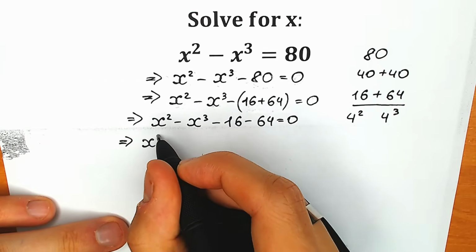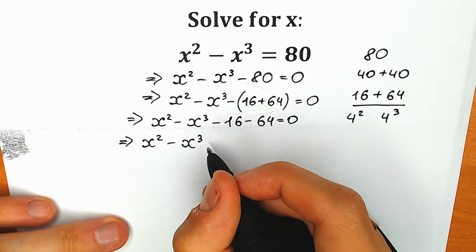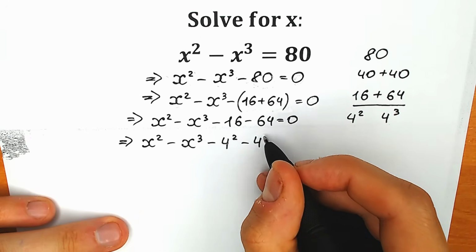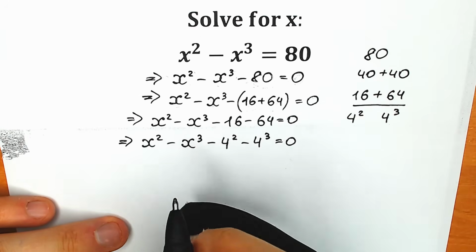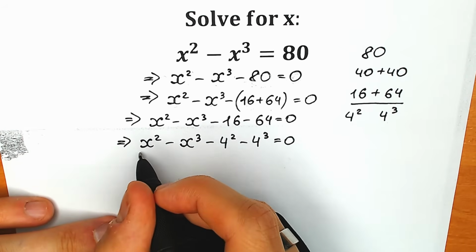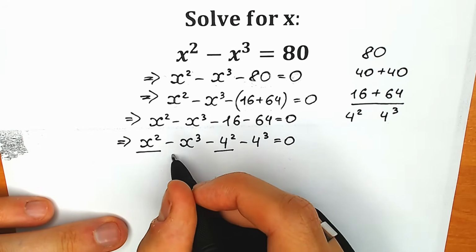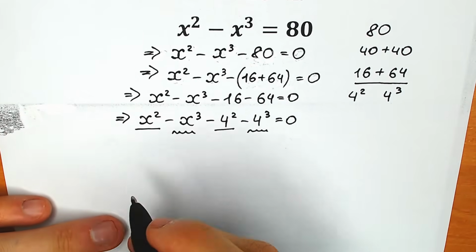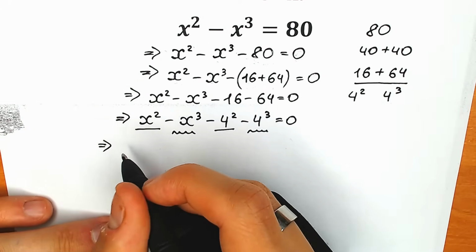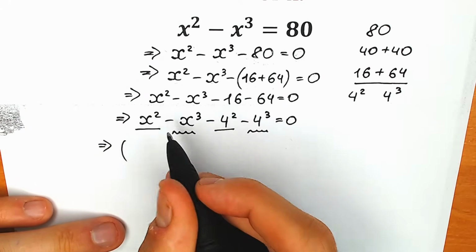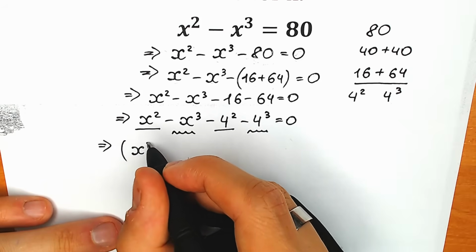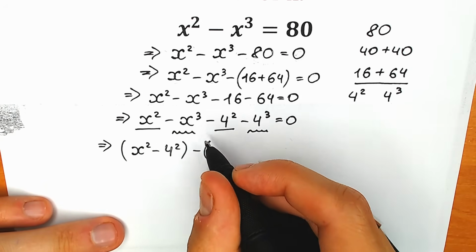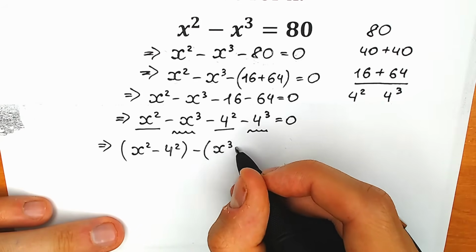So we have x squared minus x cubed minus, instead of 16 we're going to write 4 square, instead of 64 we're going to write 4 cube equal to 0. And right now, as I said before, we want to group, so we have x squared, we have 4 square, we have x cubed, and we have 4 cubes. So right now, let's group these both expressions. So we're going to do pairs. First of all, the squares, x squared and 4 square. So we have x squared minus 4 square. And in terms of cubes, we have minus, x cubed plus 4 cube.